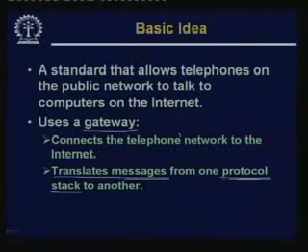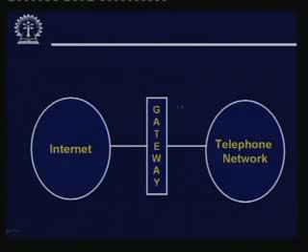So the H.323 protocol specifies or supports the use of this kind of gateways. Pictorially it looks like this. You have the internet on one side, you have the public telephone network on the other side. If you have a gateway in between, you can make calls between these two communities of users. The gateway typically is located at the site of the user premise where the organizational network is present.